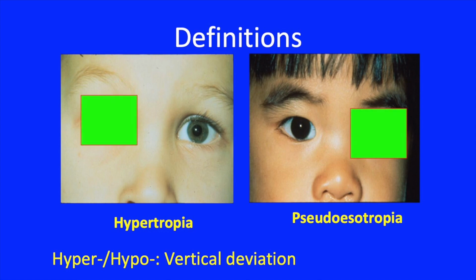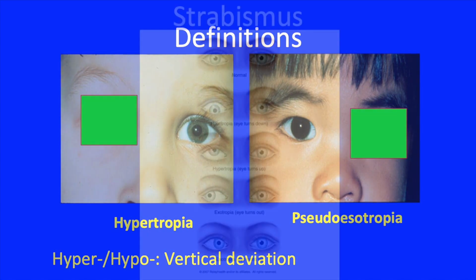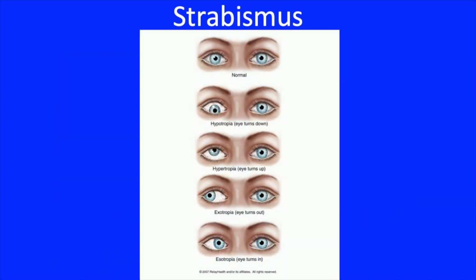Again, we cover the eye that is not tracking correctly, and the gaze of the children focused on the examiner is now clear. As a review, here's a drawing of possible various forms of strabismus.